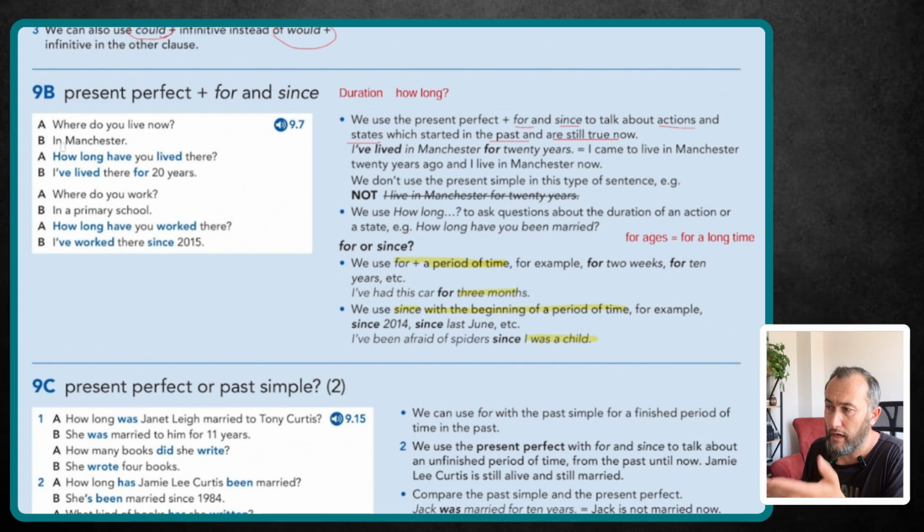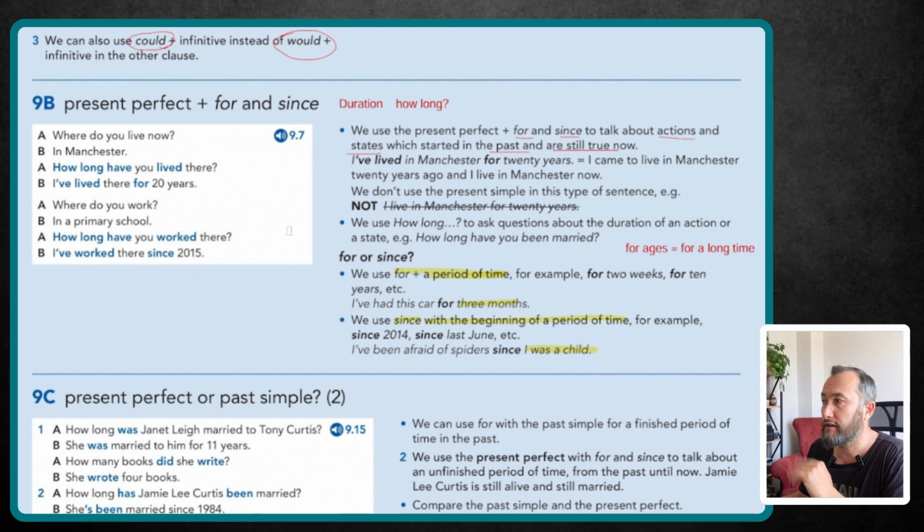Example, where do you live now? In Manchester. Okay, how long have you lived there? You're still living there. How long have you lived? I've lived there for 20 years. You see, I've lived there for 20 years. Where do you work? In a primary school. How long have you worked there? I've worked there since 2015. See guys? So the beginning of time we use since, period of time we use for. So we're going to move to the exercise part to do some exercises.